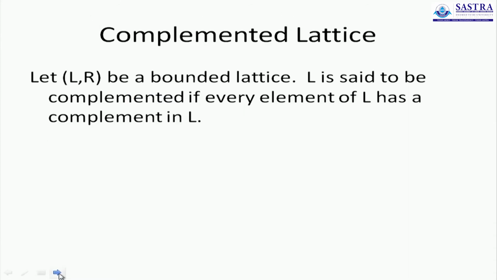Let L be a bounded lattice. L is said to be a complemented lattice if every element of L has a complement in the same lattice. So for every A you should be able to identify a B such that the join of A and B is the greatest element and the meet of A and B is the least element. Whenever you identify these two for any two elements A and B of the bounded lattice L, then the bounded lattice gets called a complemented lattice.